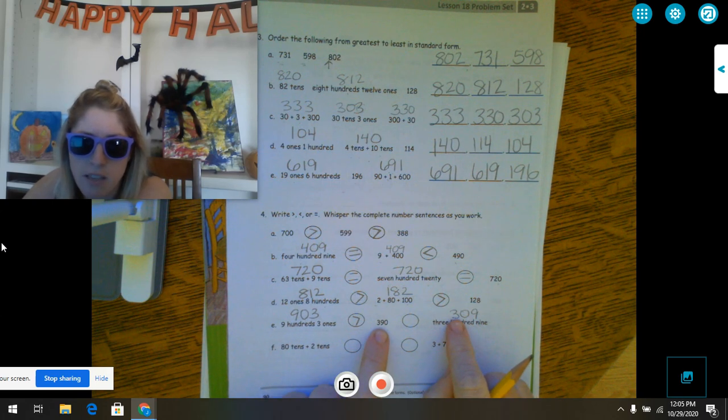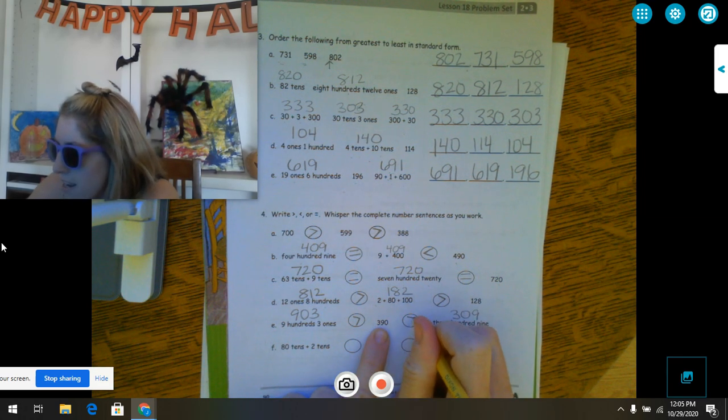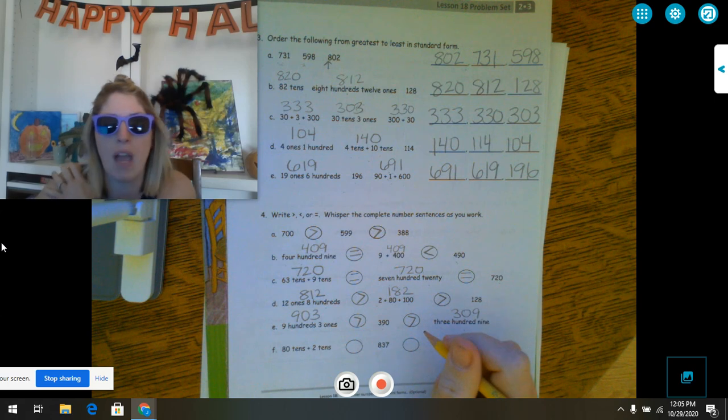They both have a 3 in the hundreds place. Here we have a 9 in the tens. Here we have a 0 in the tens. We're going to open toward the 9 in the tens because that's bigger.